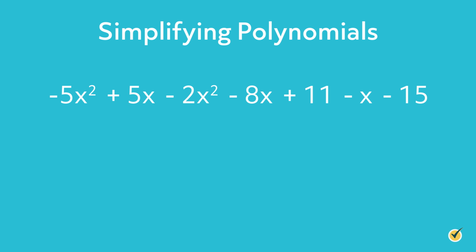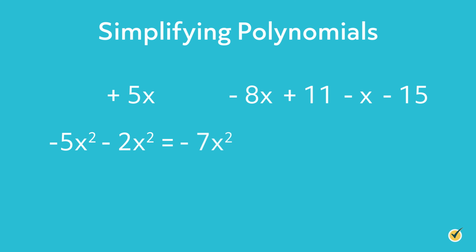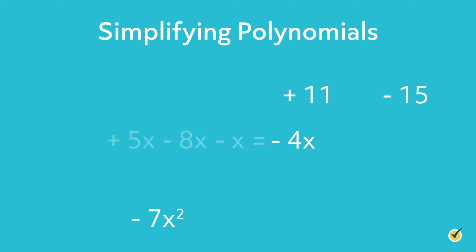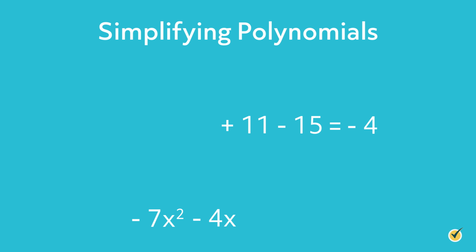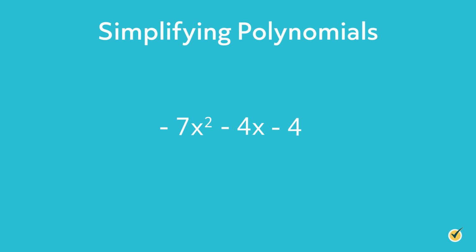For example, let's quickly look at this expression that needs to be simplified. Negative 5x squared plus 5x minus 2x squared minus 8x plus 11 minus x minus 15. In order to simplify this expression, we need to combine terms that have the same variable raised to the same power. This means we are going to combine all of the terms that contain x squared, all of the terms that contain x, and all of the terms that are constants, which means they have no variable. With each section simplified, we can rewrite our expression as negative 7x squared minus 4x minus 4.